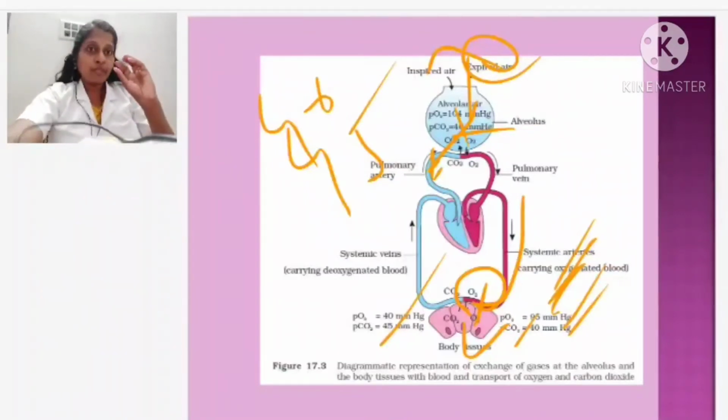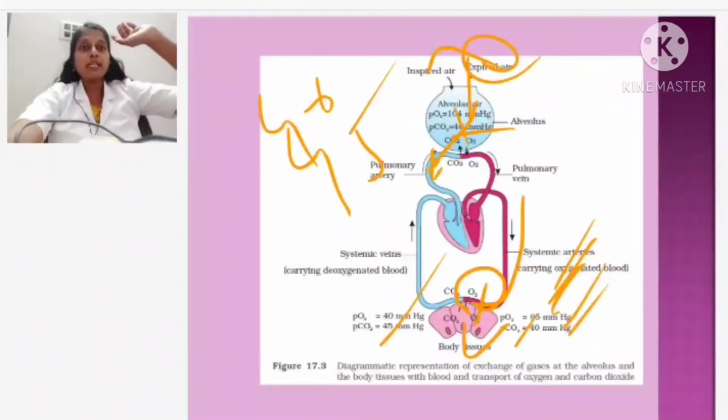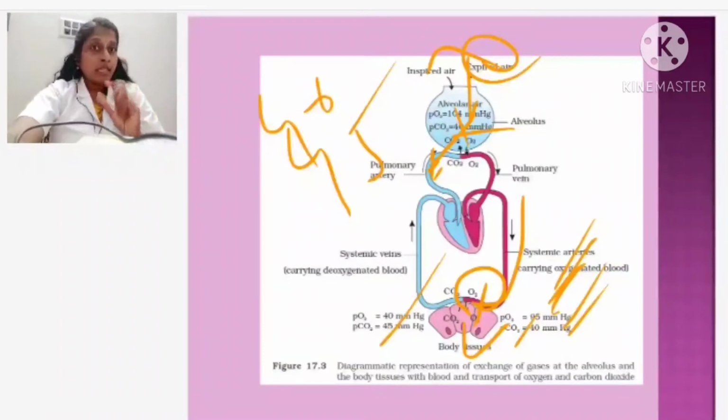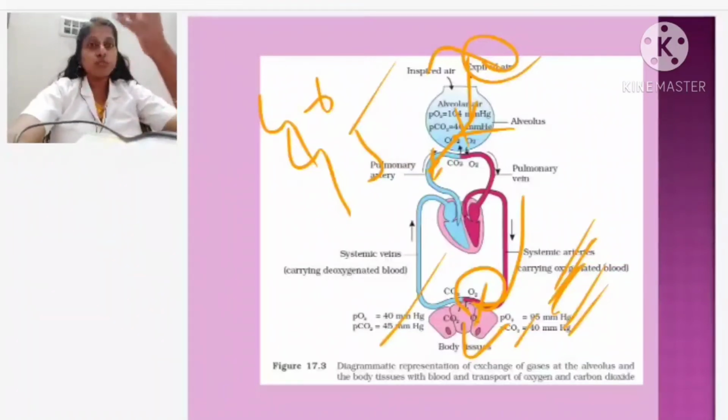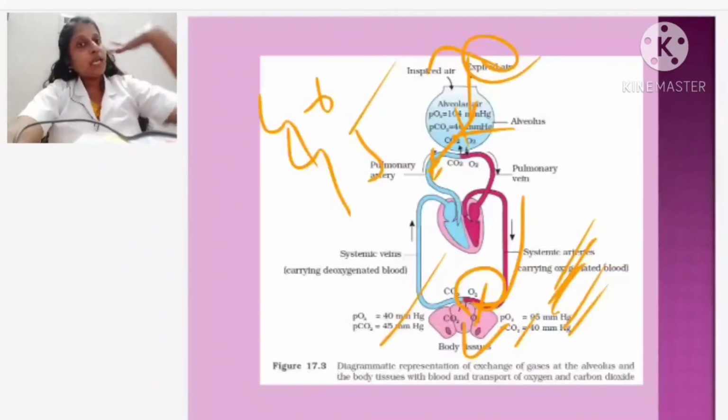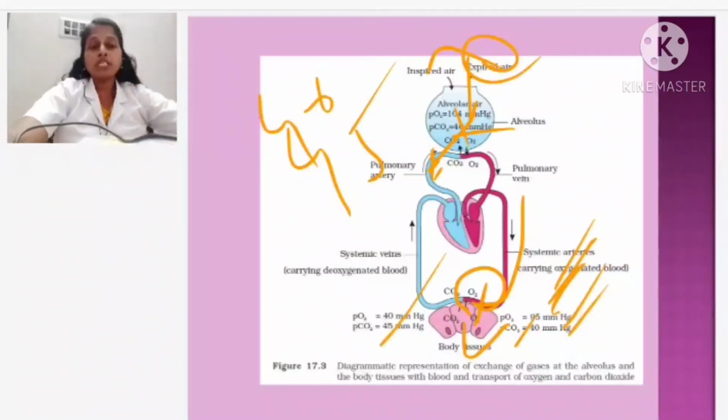That sort of pressure is being carried from the tissues through the venous blood, and it is reaching the alveoli, where again in the blood capillaries the venous blood has carbon dioxide at 45, but in the alveoli it is 40. So from the blood the carbon dioxide will move into the alveoli, high to low, and thereafter it will be moving out. Like this, exchange of gases is taking place.